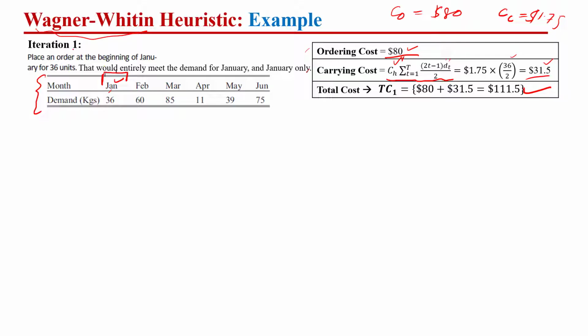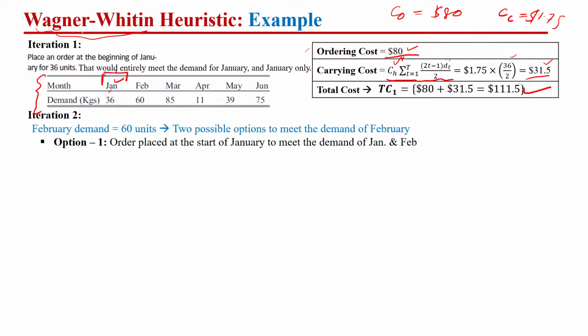Now, in iteration 2, we are going to consider the planning horizon for period 2. If we want to meet the demand of January and February, we have two options. The first option is that we order or produce the quantity at the start of January equal to the demand of January as well as February.